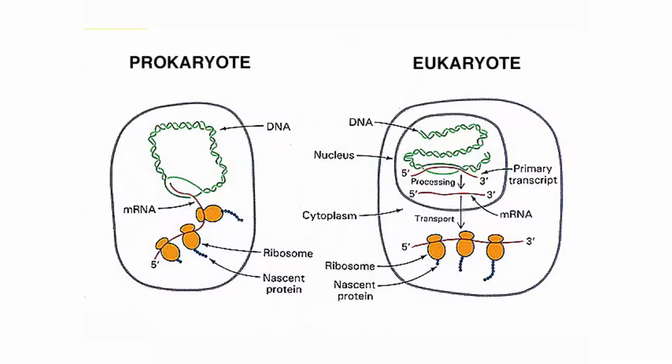And again, to remind you that between prokaryotic and eukaryotic translation, there is spatial separation in eukaryotic cells, with transcription and replication occurring in the nucleus. mRNAs are transported out to the cytoplasm where translation occurs on the ribosomes. This can be concurrent in prokaryotic cells, so they can occur at the same time.